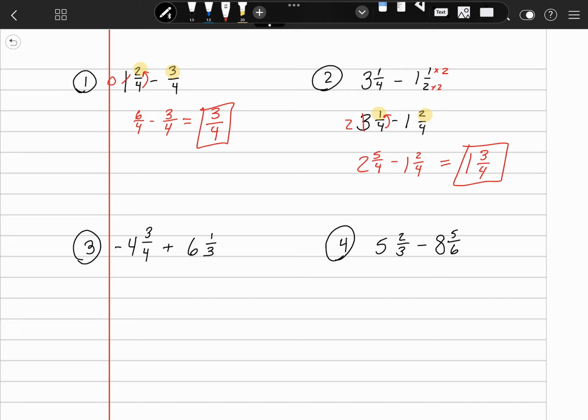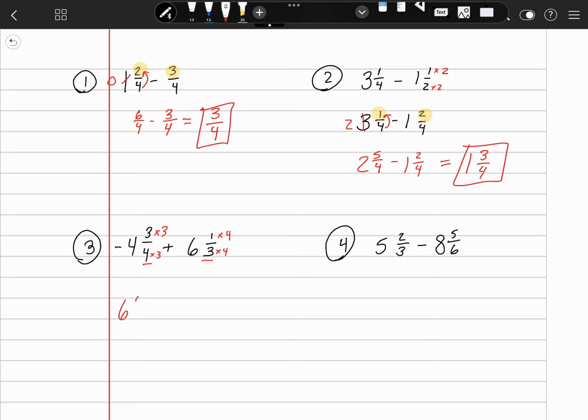All right, next one, number 3. So again, different signs, negative, positive. That means I'm subtracting. So I need to write the bigger number first. The bigger number is the 6. But I also want to get common denominators. So the common denominator between 4 and 3 is 12. So I need to times by 3 and times by 4. So I'm going to write that bigger number first.